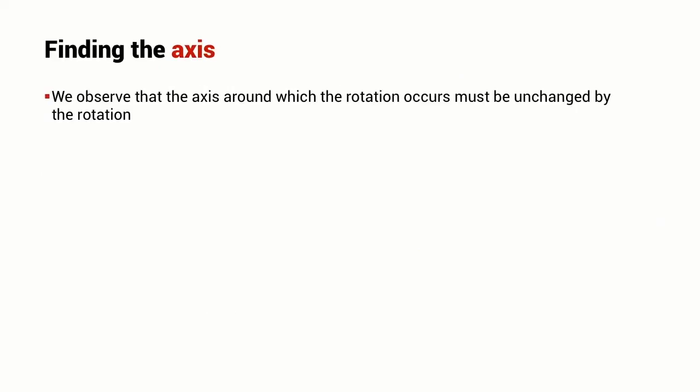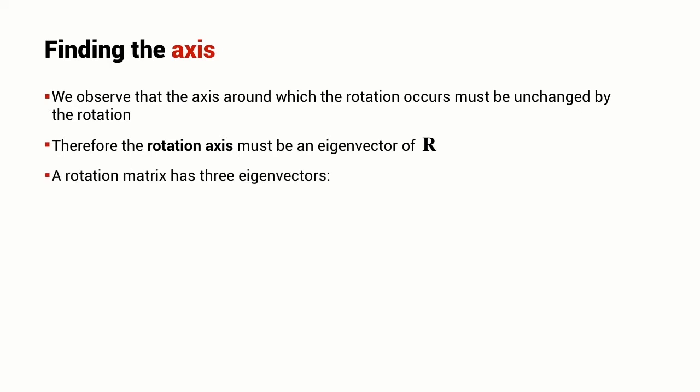In order to find the axis around which we rotate, there is a key observation, and that is that the axis around which we are going to rotate must be unchanged by the rotation. Any point that lies on the rotation axis will be unchanged by rotation. And that implies that the rotation axis must be an eigenvector of the matrix R.